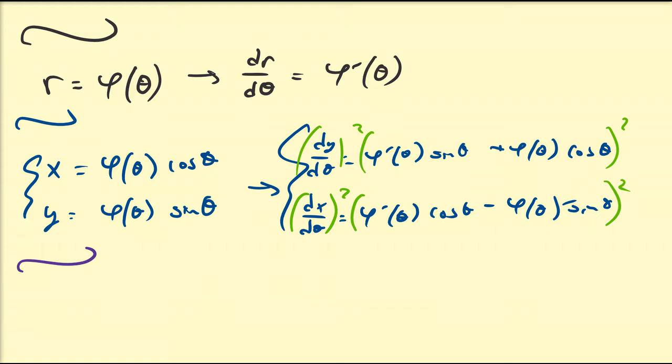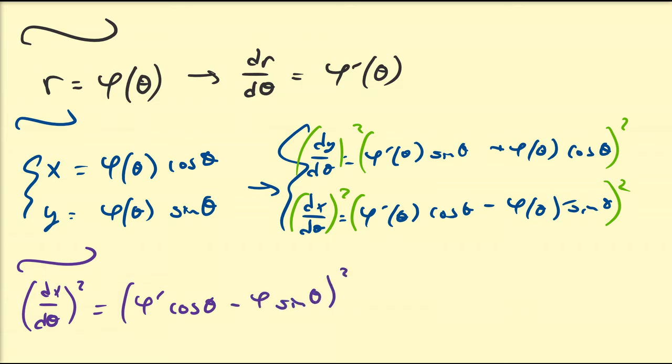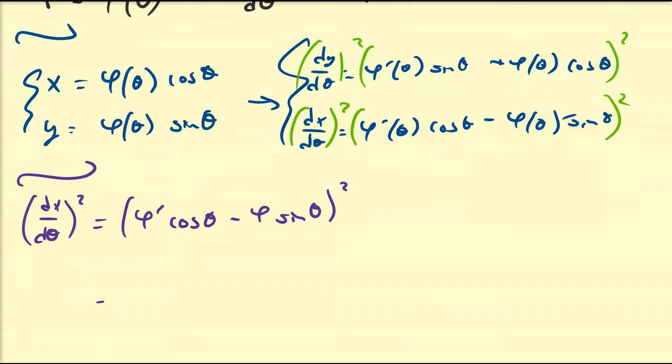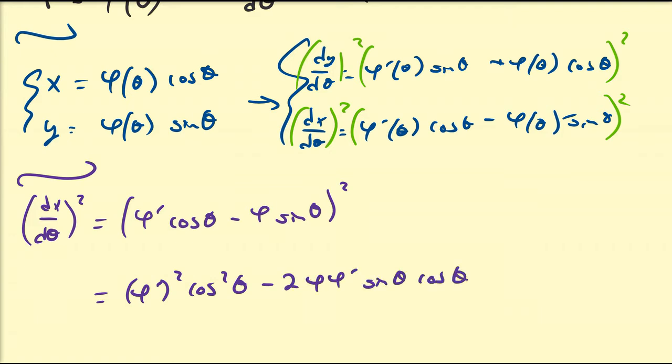So let's focus on dx d theta first. So dx d theta to the quantity squared is going to be equal to, and I'm just going to abbreviate this shorthand, phi prime cosine theta minus phi sine theta, squared. So just using some quick expansions here, we have phi prime squared times cosine squared theta minus 2 phi prime phi sine theta cosine theta plus phi squared sine squared theta.